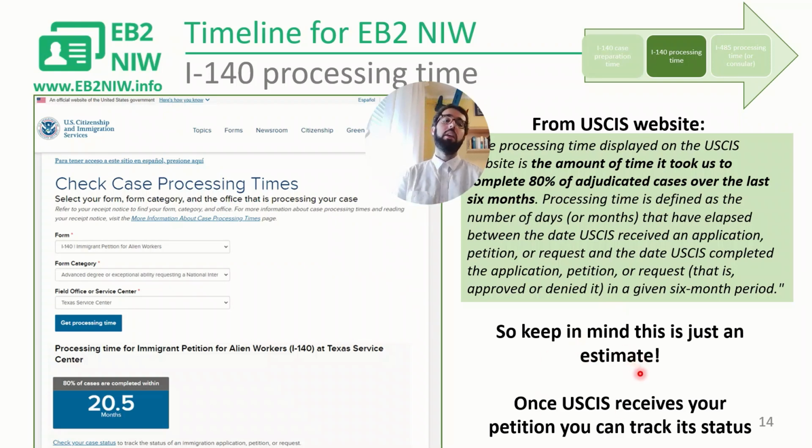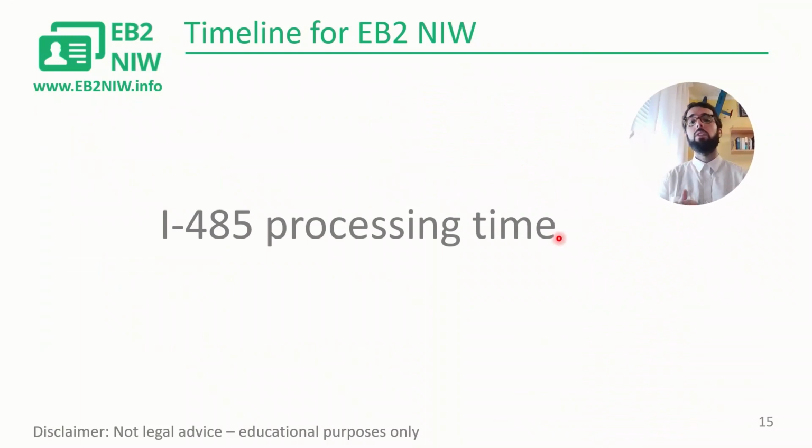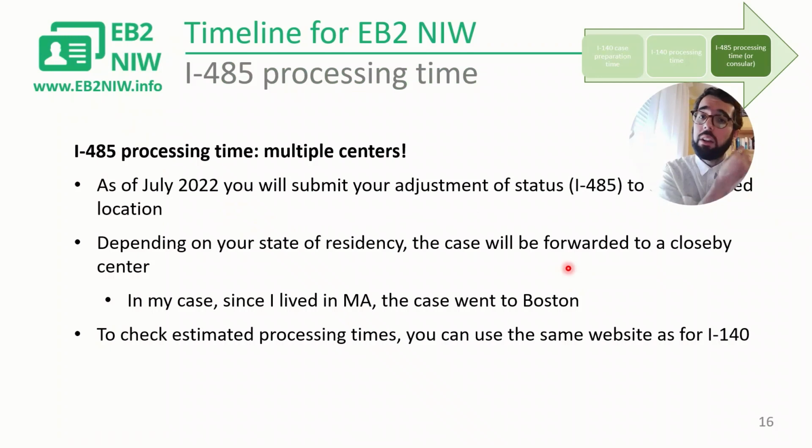And once they receive your case, you will get a number, and then you can track the status of your particular case. So let's move on to I-485 processing time. This is the adjustment of status. Of course, if you are applying from abroad, then you would have consular processing instead. But I think most people probably have to do adjustment of status.